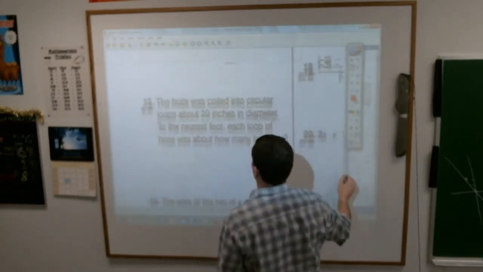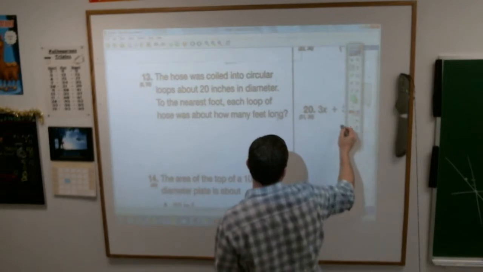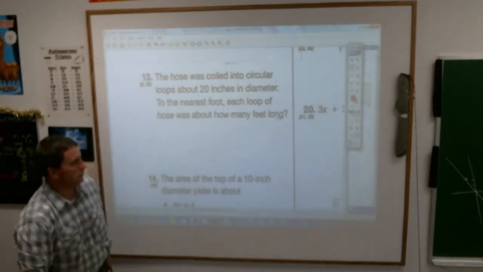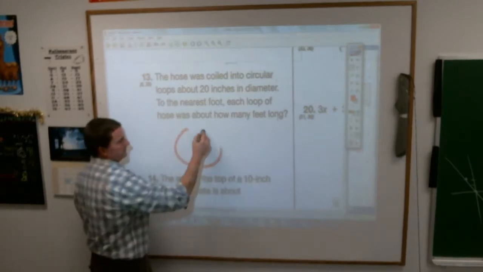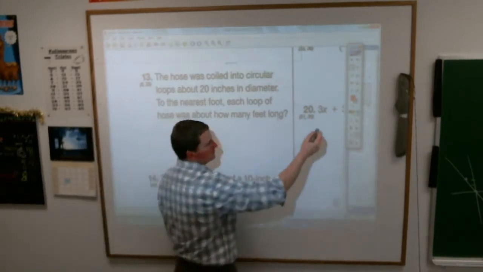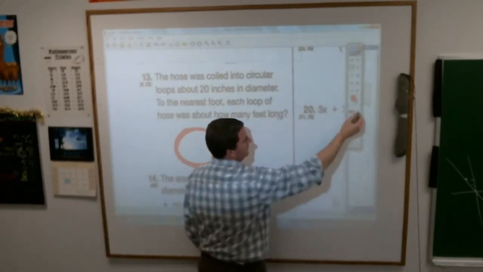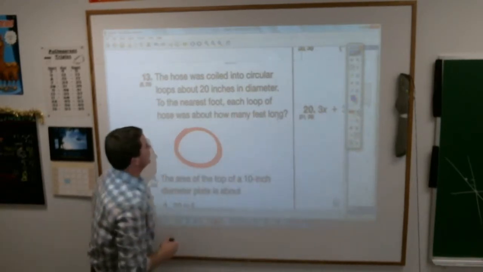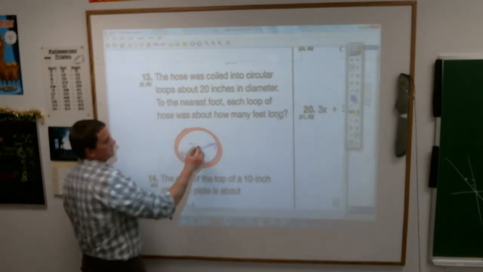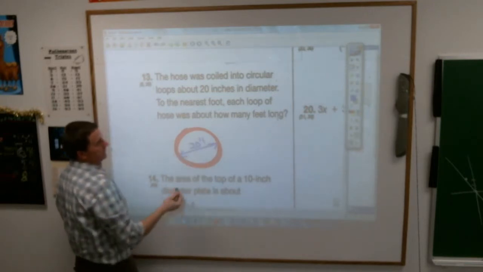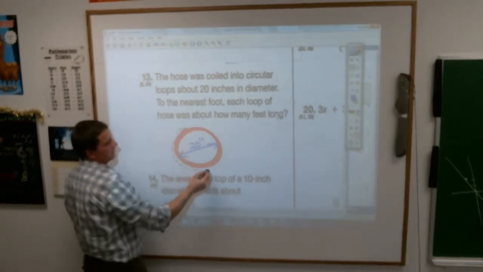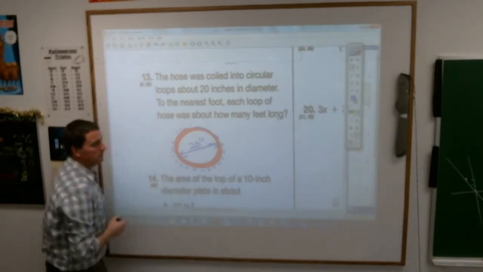It just says this: if you have a garden hose and you're putting it away, usually you put it into a coil, which means you're just laying it on top of itself like this. So it ends up looking like a circle. When you coiled it, it had a diameter of 20 inches. Each loop was about how many feet long? All they're asking you for is the circumference of this circle.